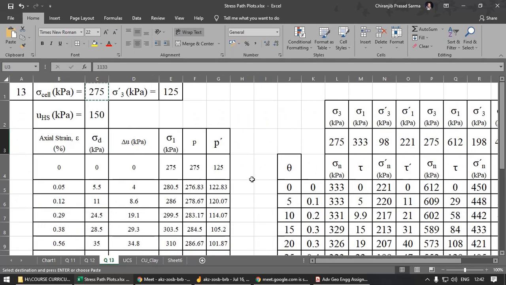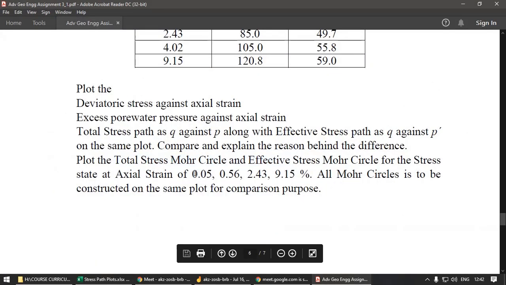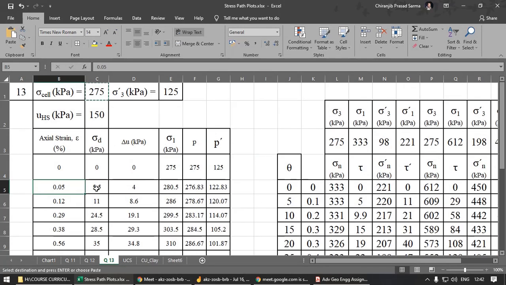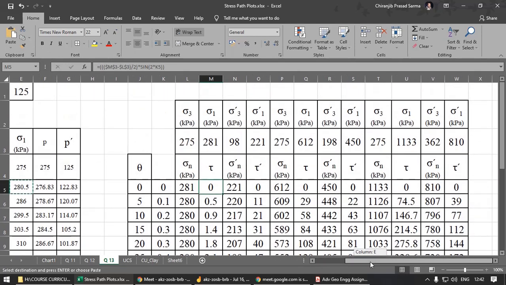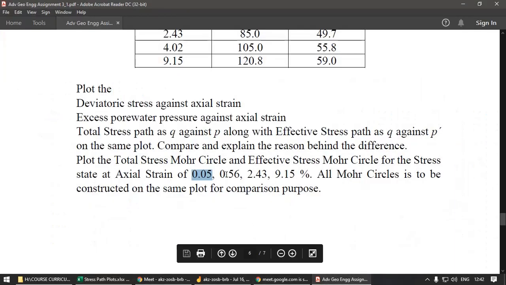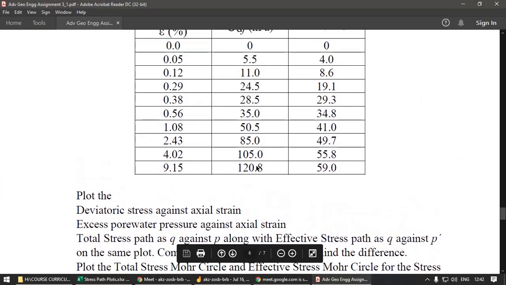Now apart from that, what we have to do is calculate sigma 1. Now sigma 1 is given, first of all, for 0.05. So 0.05 for this one. Okay, so for this one sigma 1 is 280. So Control C, and we just paste Control V. Okay, then we have for 0.56. So okay, is this not for this one?